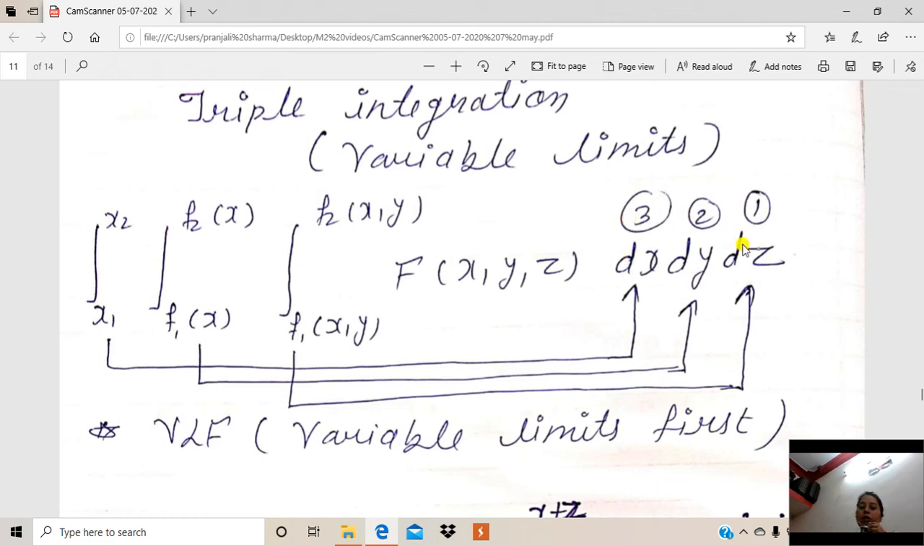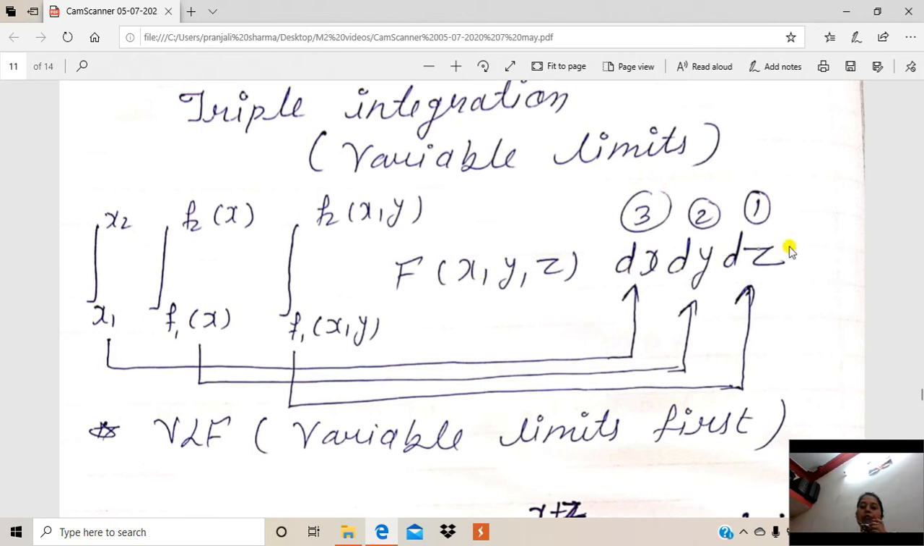Now the order will be first integration with respect to z, second integration with respect to y, and third integration with respect to x. Means we have to calculate variable limits first and constant limit last. See how it will work.